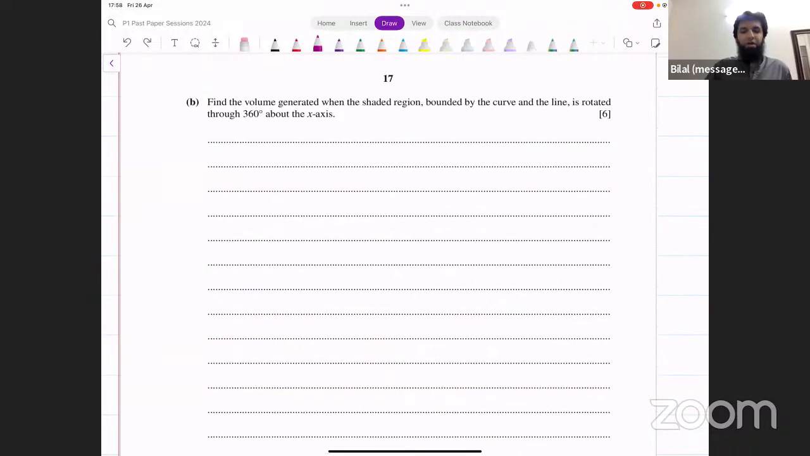Volume of revolution about the x-axis. What's the formula for that? If you are revolving about the x-axis, the formula has y squared: integral of y squared with respect to x. So in order to use this formula, you need y squared as the subject in both the functions.